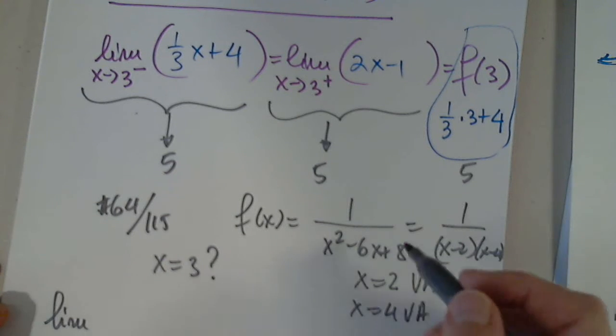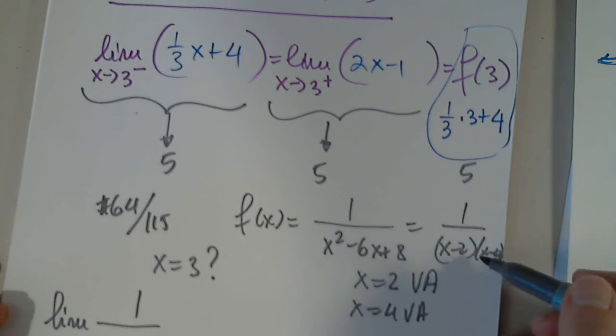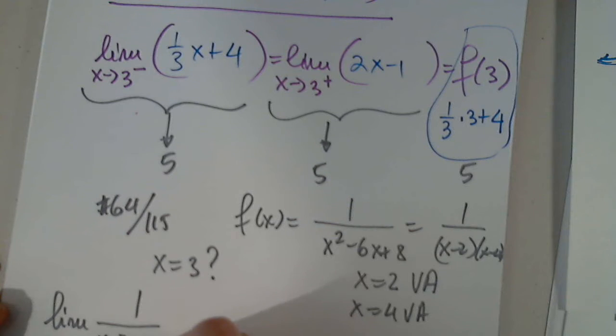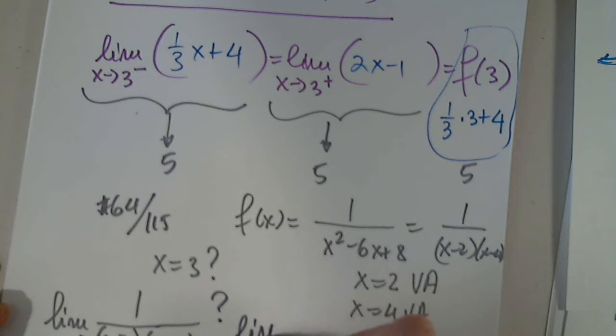In the limit of 1 over, I prefer this form, it's easier to plug in, (x minus 2)(x minus 4), as x approaches 3 from the left. I don't know if this equals the limit as x approaches 3 from the right. I know it will, because only for 2 and 4 it's not defined. So I know it's going to be the same, but let's write it.